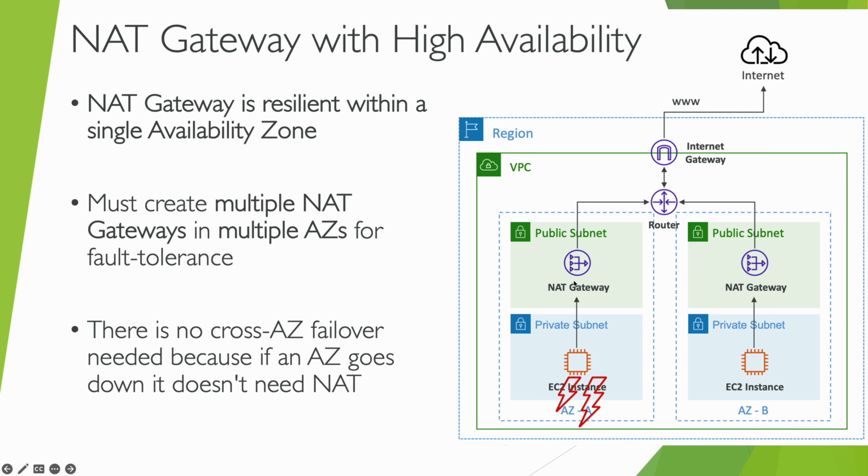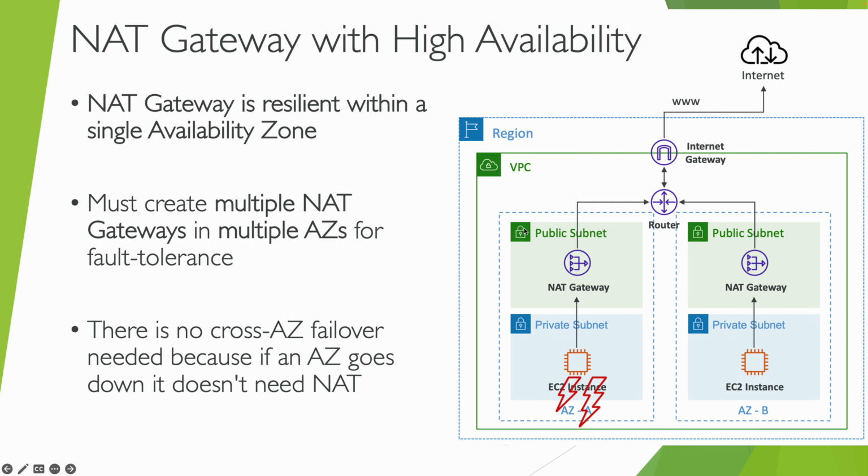So whenever you are using multiple availability zones, you need to create another gateway in each availability zone. This will give you a fault tolerant and highly available architecture, a highly available environment to run your applications. There is no cross-AZ failover needed, because if an AZ goes down, it does not support NAT. So whenever this AZ is down, this NAT gateway will automatically go down, and there won't be any traffic entering this particular NAT gateway and the instances.